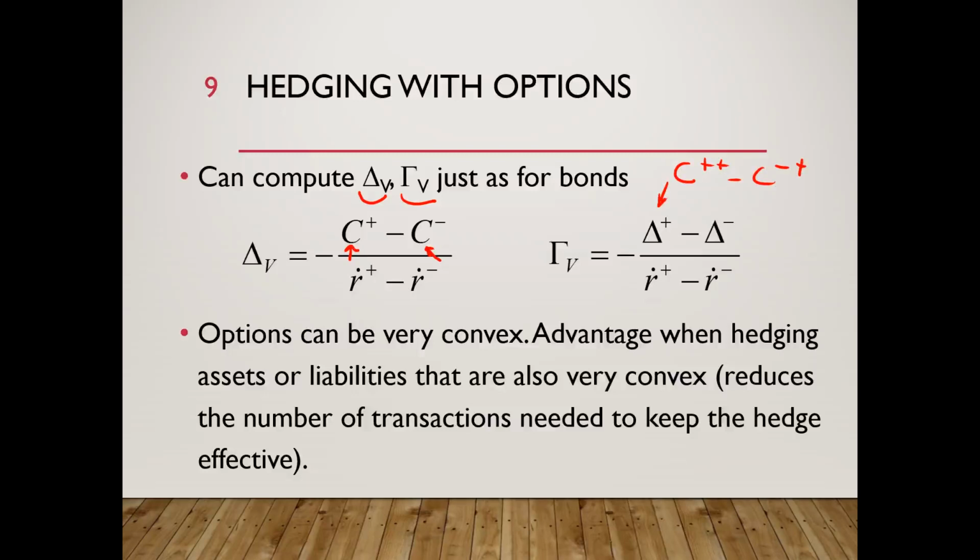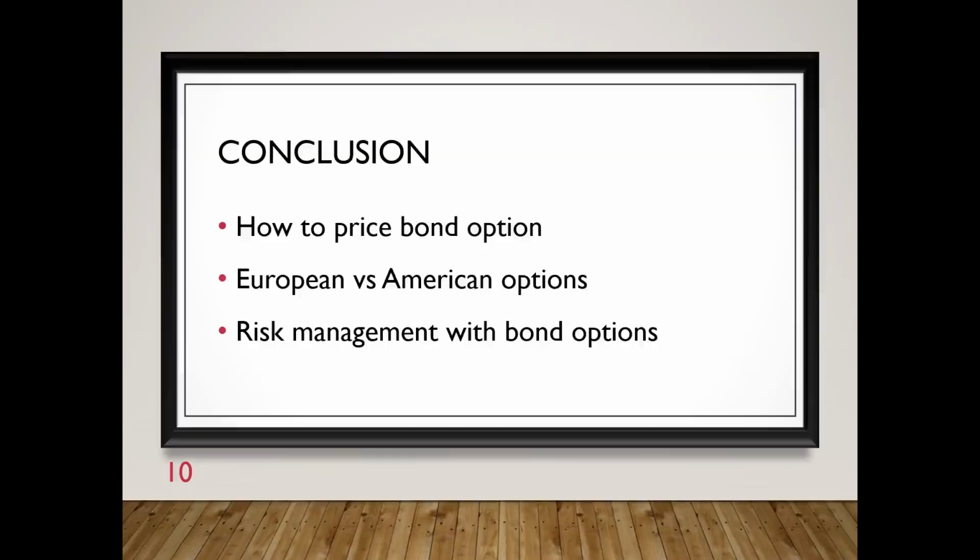So an advantage of hedging assets and liabilities that are also very complex is that it's going to reduce the number of transactions that you need to keep the hedge alive. Sometimes it's even better to hedge with options than to do your immunization with bonds. So in conclusion, we're going to see how to price a bond option. We're going to see the difference between American versus European, and finally we're going to see how to do risk management with bond options. Next, we're going to run into a set of examples to further understand this material.